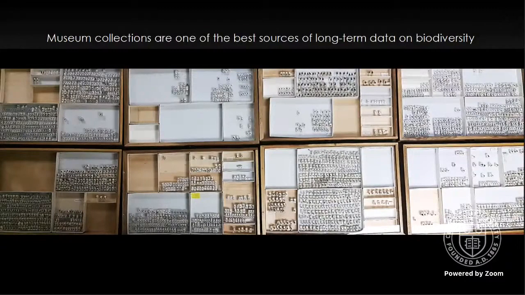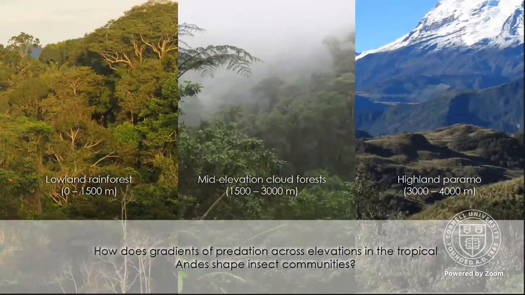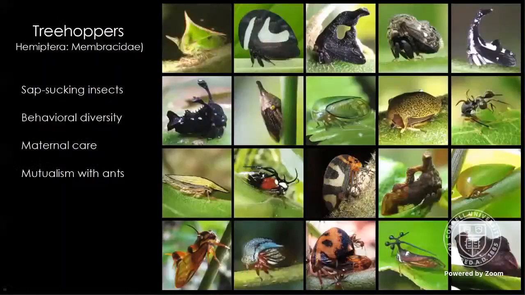With this in mind, we took advantage of two 4,000 meter elevational gradients in the equatorial Andes and relied on museum collections in Ecuador to assess how changes in predation across elevations shape communities. And we looked at communities of invertebrates, particularly tree hoppers.